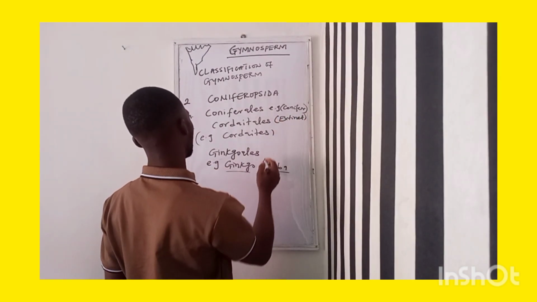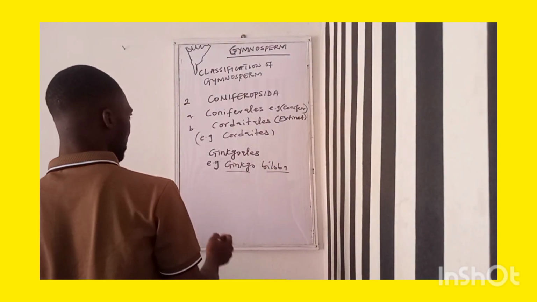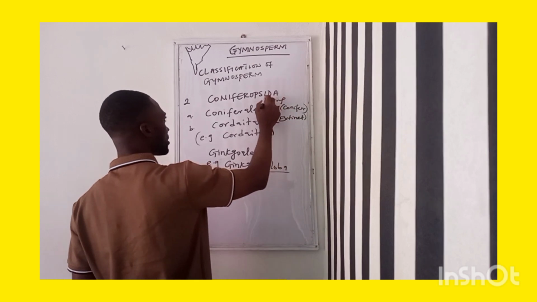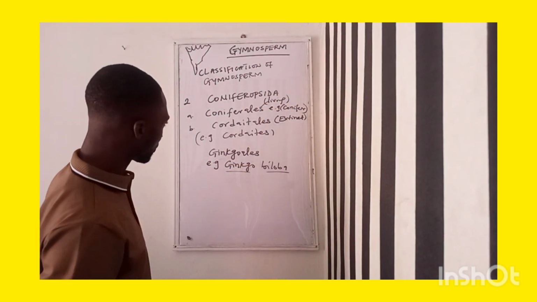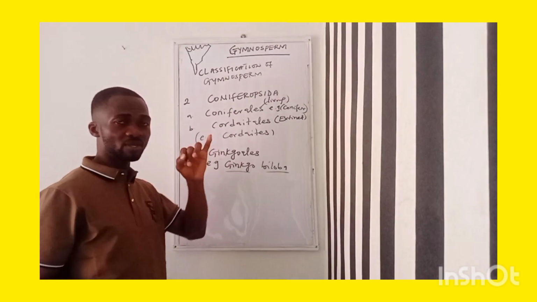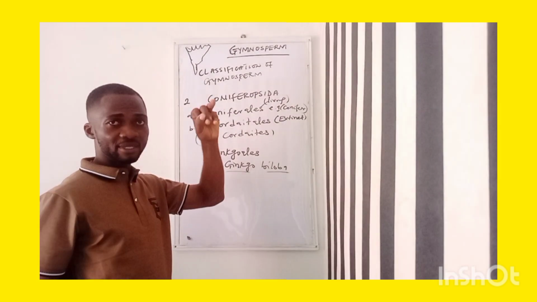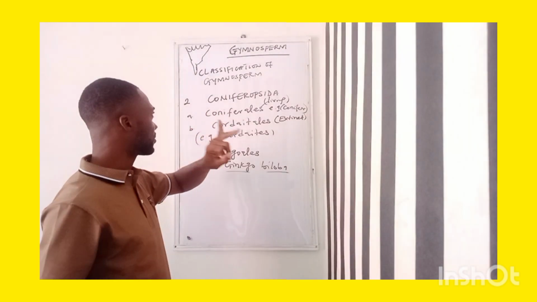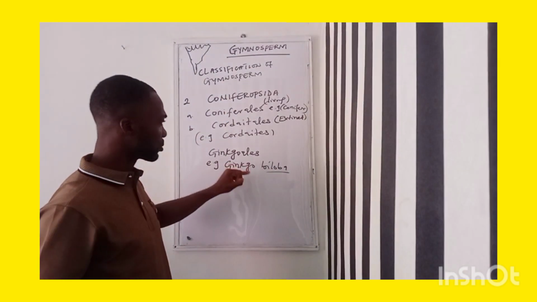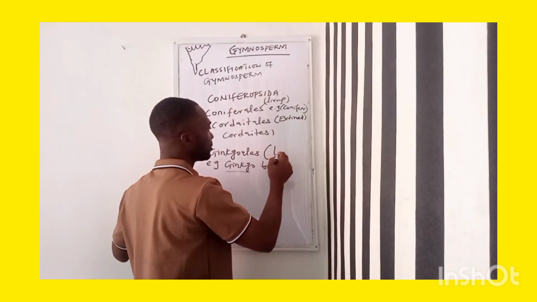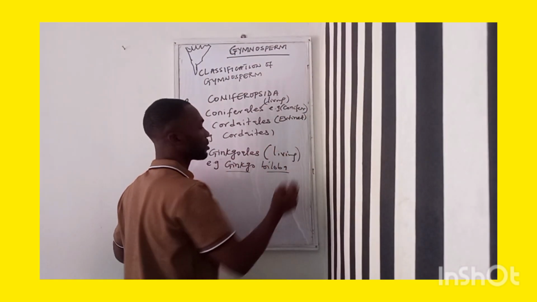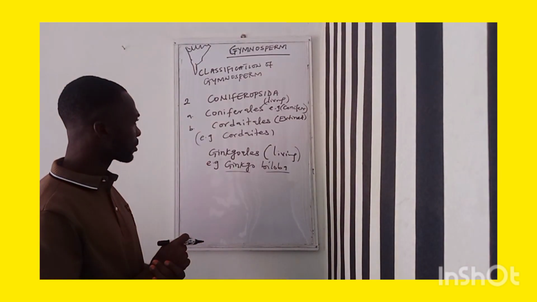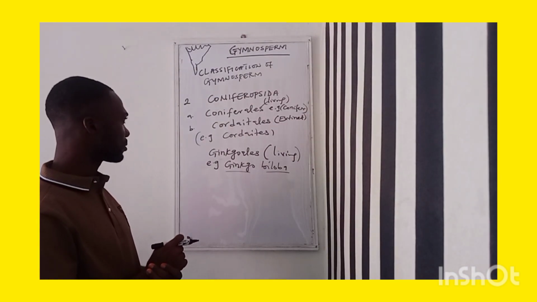Then Cordaitales, yes, Cordaitales is extinct. Why is this one living? I can't remember what I wrote under Cycadales. I think I mentioned that Cycadales is living. Then Coniferales is living. Then Ginkgo is also living.